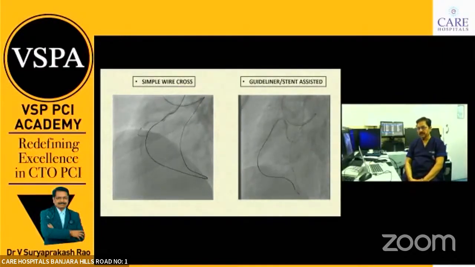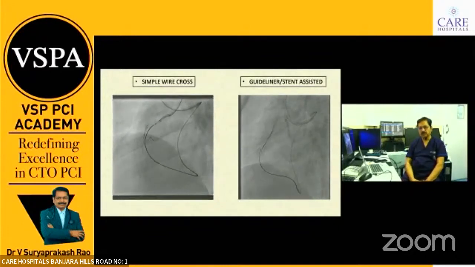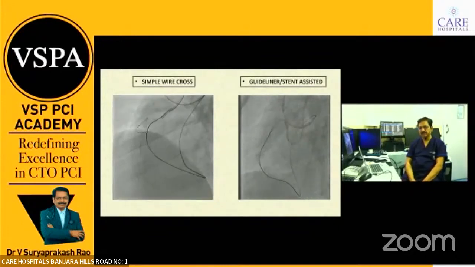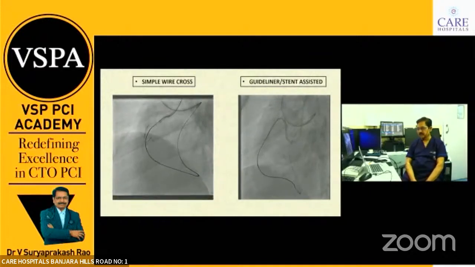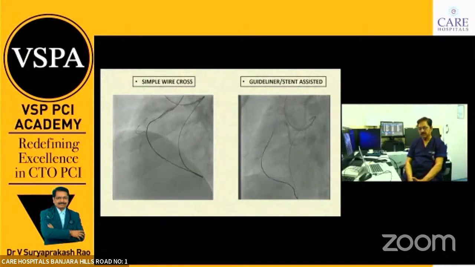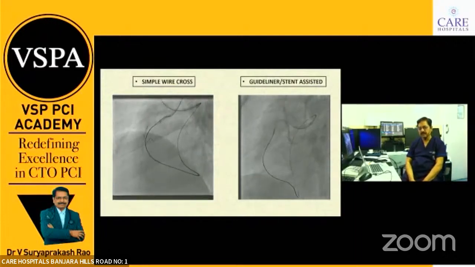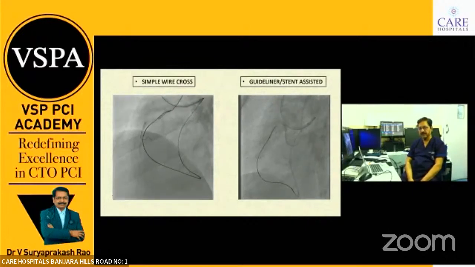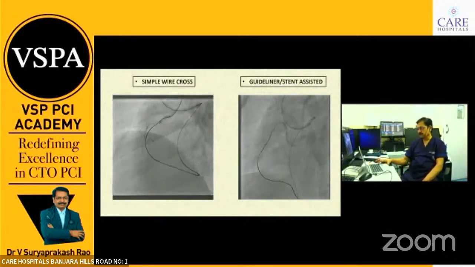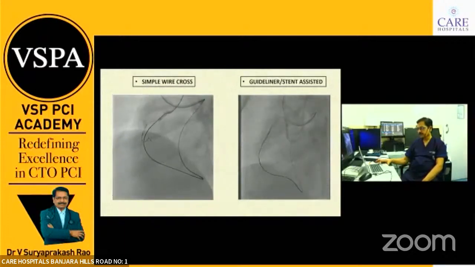Suppose you are doing a left main entry, then if your wire is in the false lumen, your left main will be subintimal stenting and the patient can collapse. The same thing can happen in RCA at the aortic ostia. So these guideliners see that this damage doesn't happen. The wire enters the guideliner very safely. So it gives support also. You can direct the wire.